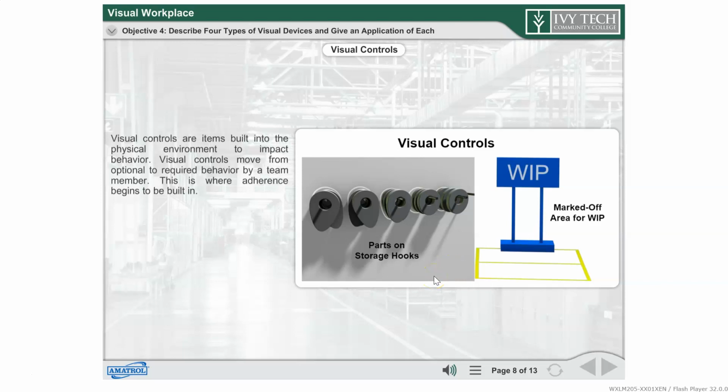Visual controls are items built into the physical environment to impact behavior. Visual controls move from optional to required behavior by a team member. This is where adherence begins to be built in. The rating for visual controls on the Power Index scale is higher than the rating for visual signals.